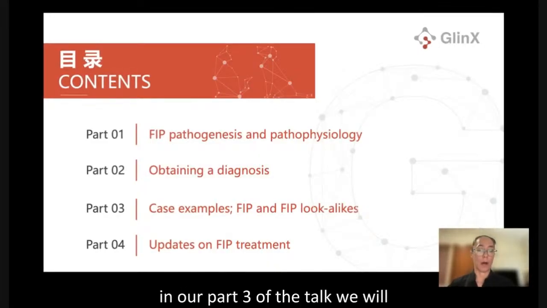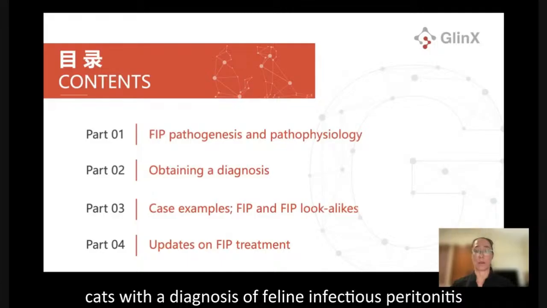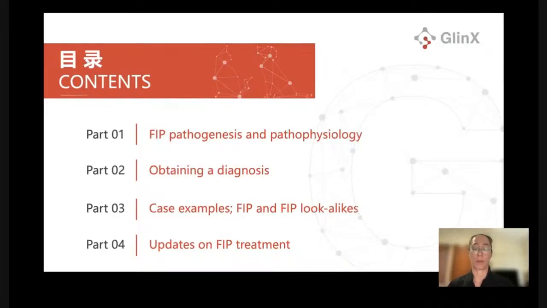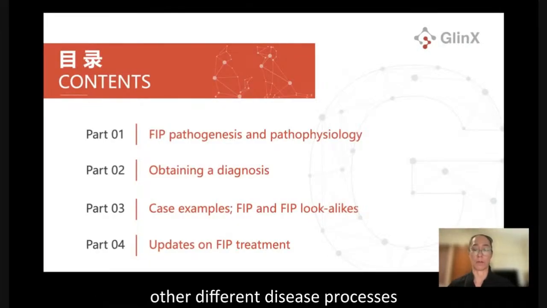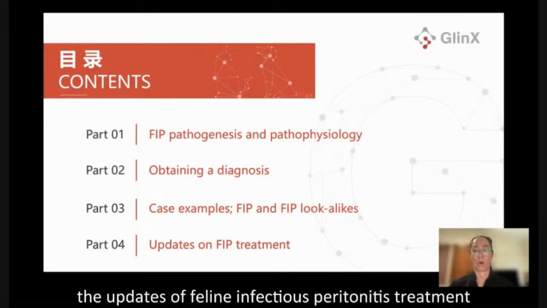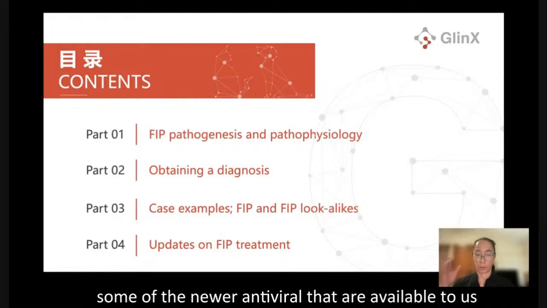In part 3 of the talk, we will go specifically through cases of cats with a diagnosis of feline infectious peritonitis, as well as some cases which looked like feline infectious peritonitis, but were actually other different disease processes. And then our last part of the talk, we will have a look at the updates on feline infectious peritonitis treatment, with a particular focus on some of the newer antivirals that are available to us.